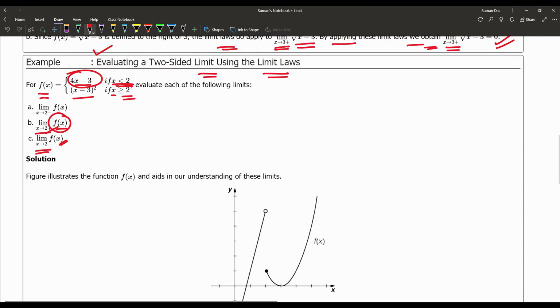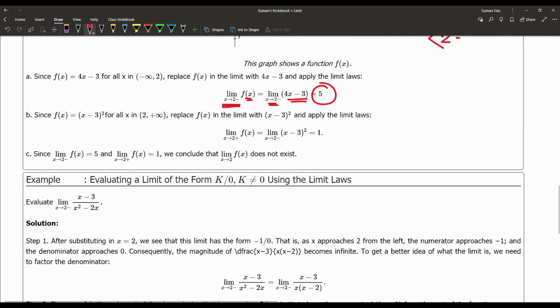Now the second, that is the limit as x approaches 2 plus of f(x). Now look at the function once again: when x is greater than 2, that means 2 plus, the value of x is greater than 2, so we have to choose the function (x minus 3) whole squared. So the limit as x approaches 2 plus of (x minus 3) squared, putting x equal to 2 here, we get the result as 1. So that one is our left hand limit and that one is our right hand limit.